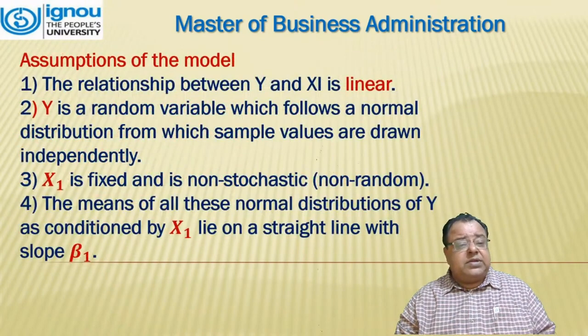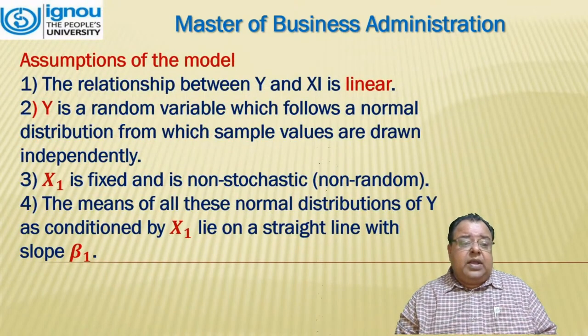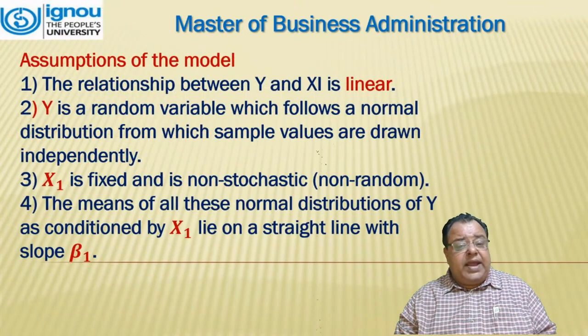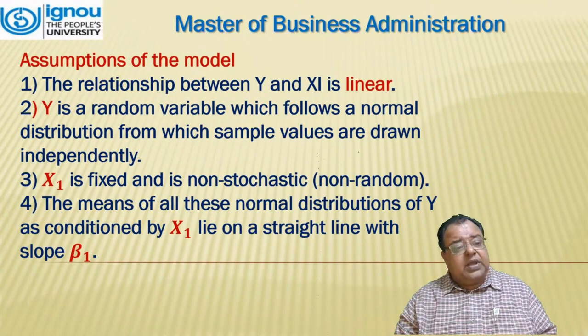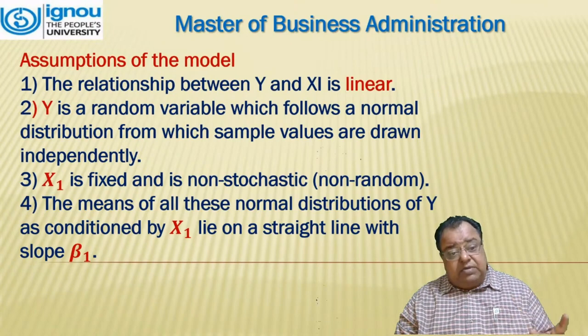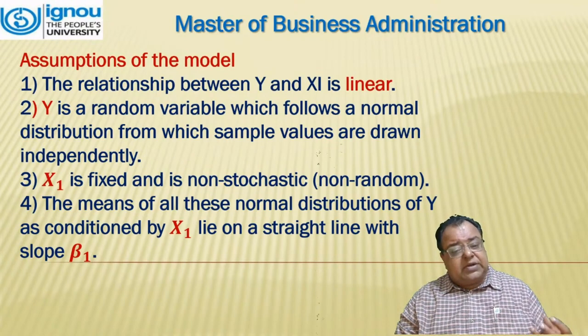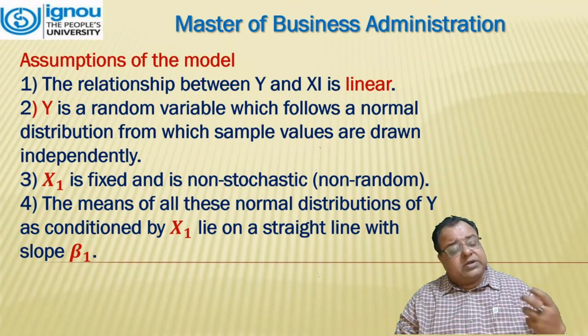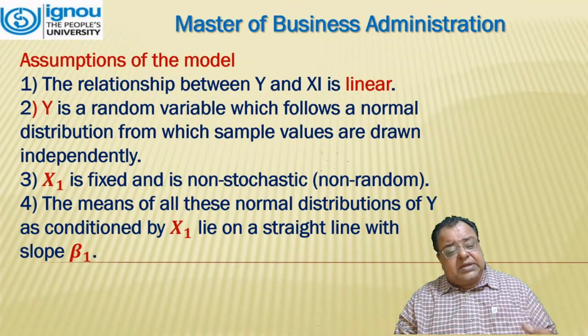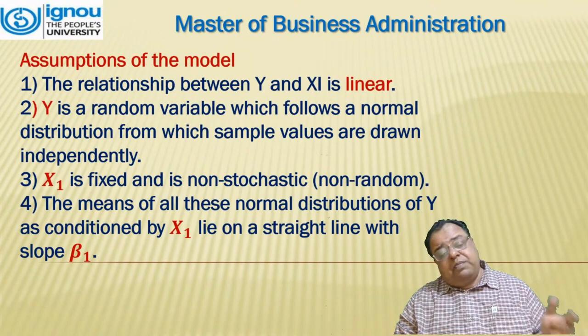What are the assumptions for the model? The relationship between y and x1 is linear. Y is a random variable which follows a normal distribution from which sample values are drawn independently. X1 is fixed and is non-stochastic, that means it's not random. The means of these normal distributions of y, as conditioned by x1, lie on a straight line with slope beta 1.